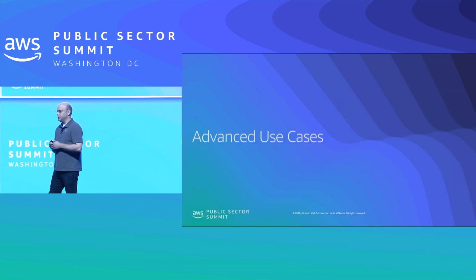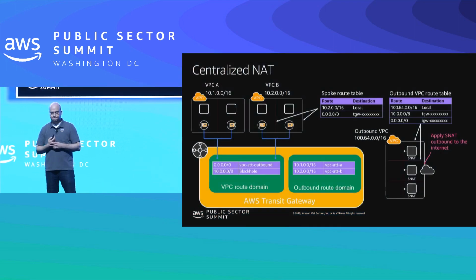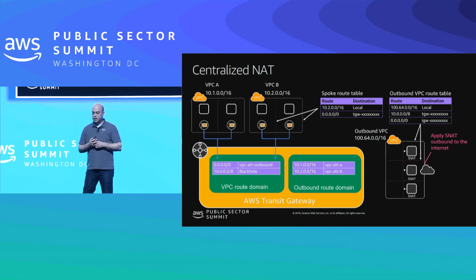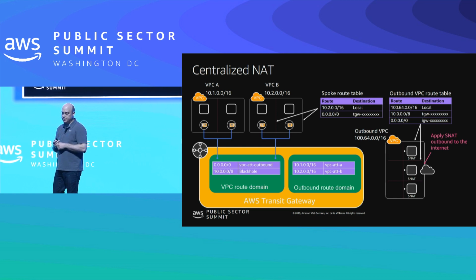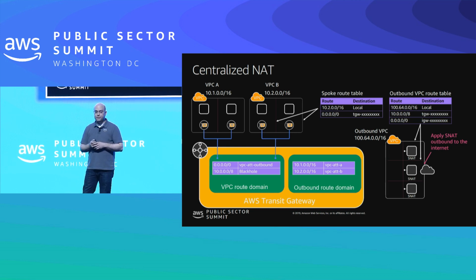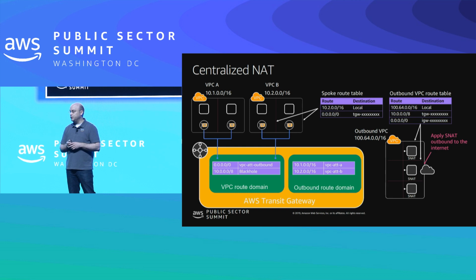Let's look at some advanced use cases. One is a centralized NAT. In the configuration here, we have VPC A 10.1/16 and VPC B 10.2/16. Each of them has an attachment to a TGW. They're associated with the VPC route domain. Each of them has a VPC route table pointing their default route to the TGW.